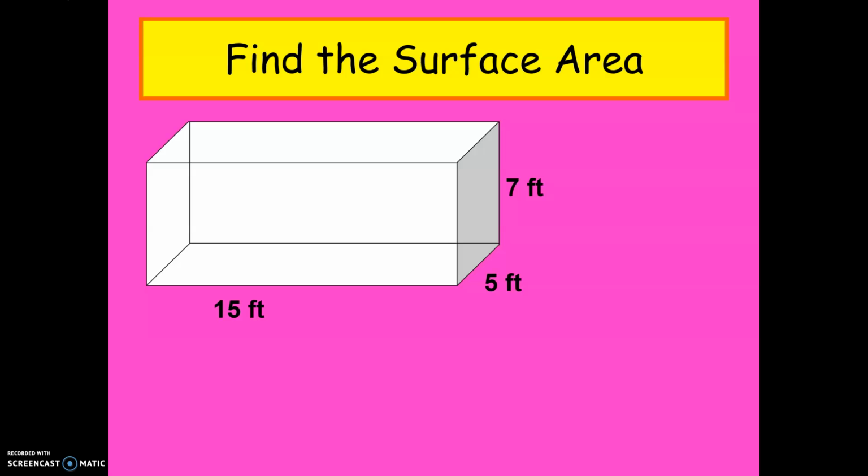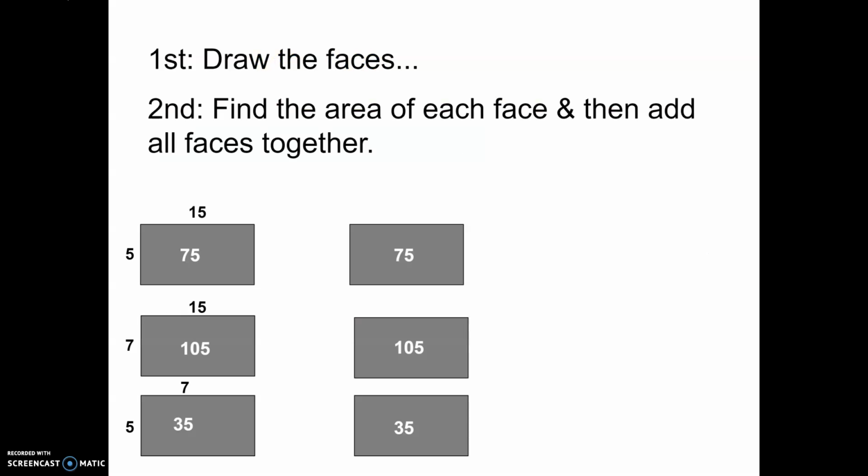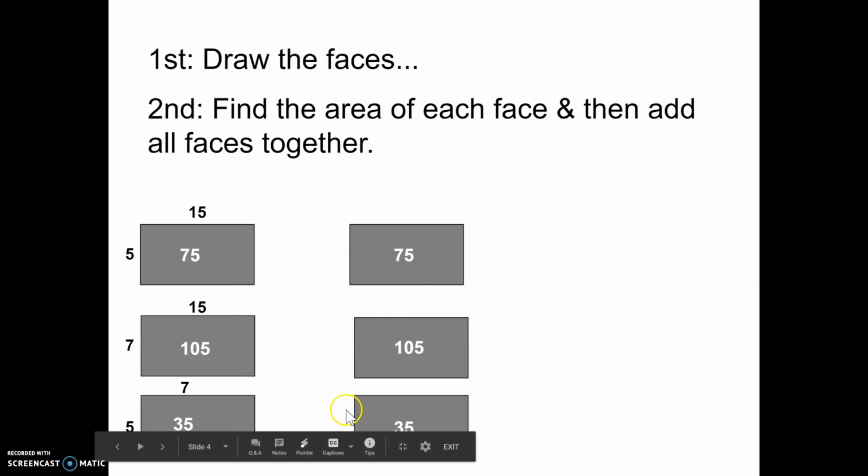When we look at drawing the faces of a rectangular prism, we have 6 rectangles and we draw them in pairs. Do you remember why we draw them in pairs? Yes, because we have congruent pairs. The front and back are the same, the top and bottom are the same, and the 2 sides are the same. So really, we just have to find the area of those 3 faces and double it. Here is what it looks like with them drawn out in pairs. So here is the 15 by 5, the 15 by 7, and the 7 by 5.